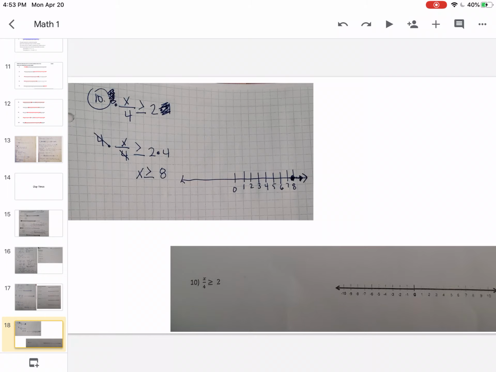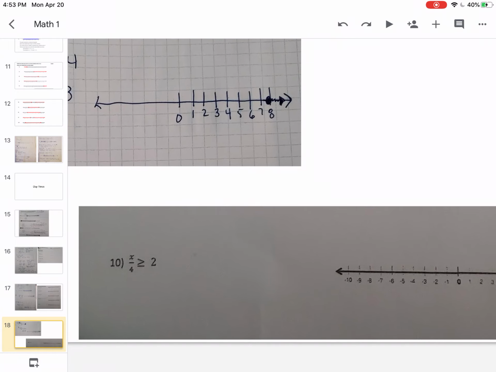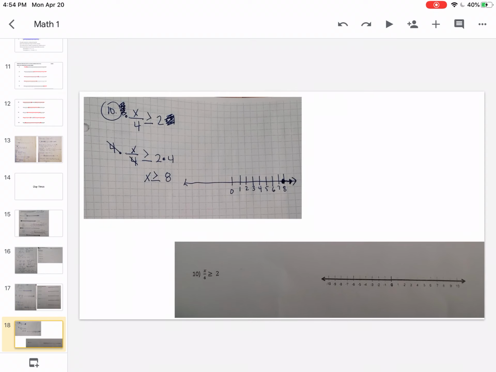Okay, so this is the last one for day 3 of Math 1, okay? So we have x over 4 is greater than or equal to 2, okay? So again, I want to get rid of that 4. It's on the bottom, so I'm going to put one on the top, which is multiplication, to get rid of it, okay? So if I multiply one side, I need to multiply the other side. So I multiply both sides by 4.